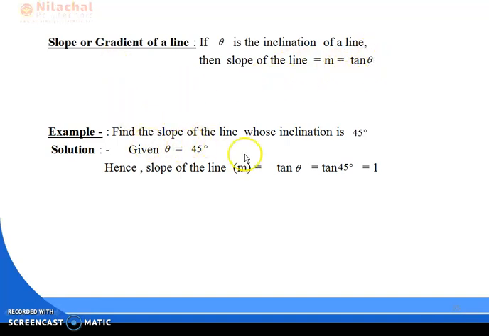For example, find the slope of the line whose inclination is 45 degree. Given theta equals 45 degree. Here theta is 45 degree because the inclination is 45 degree. Hence slope of the line, m is the symbol of slope, equals tan theta, we know this is the formula. Tan 45 degree equals 1. So if the angle of inclination of a line is 45 degree, then the slope of that line must be 1.